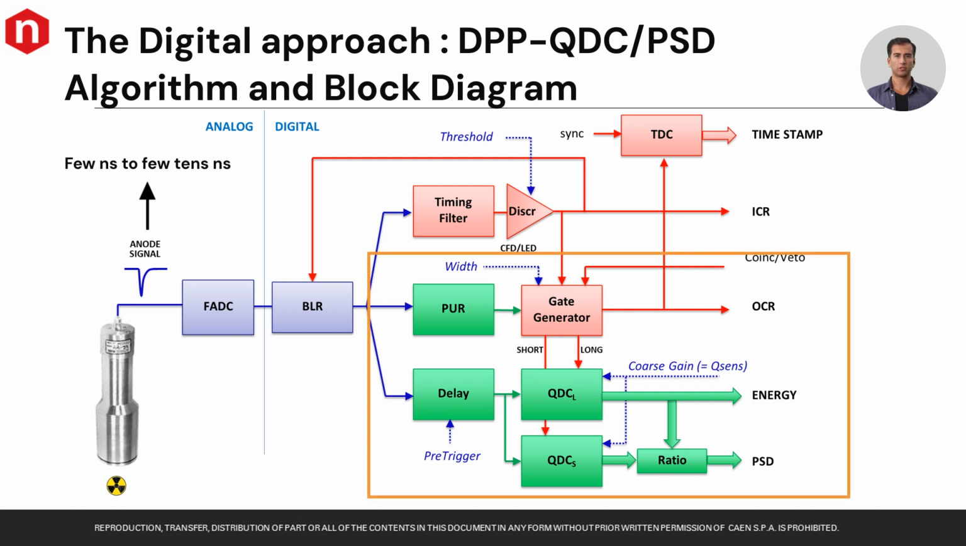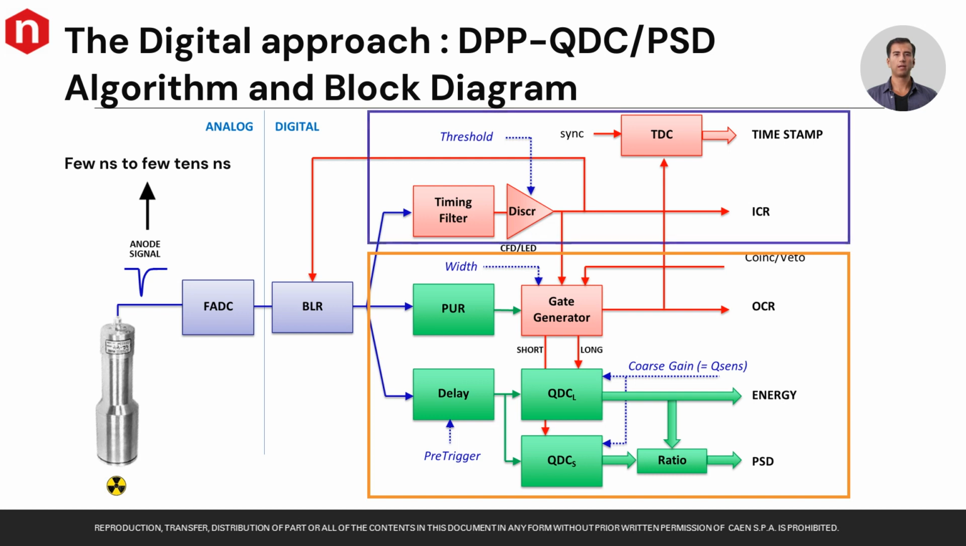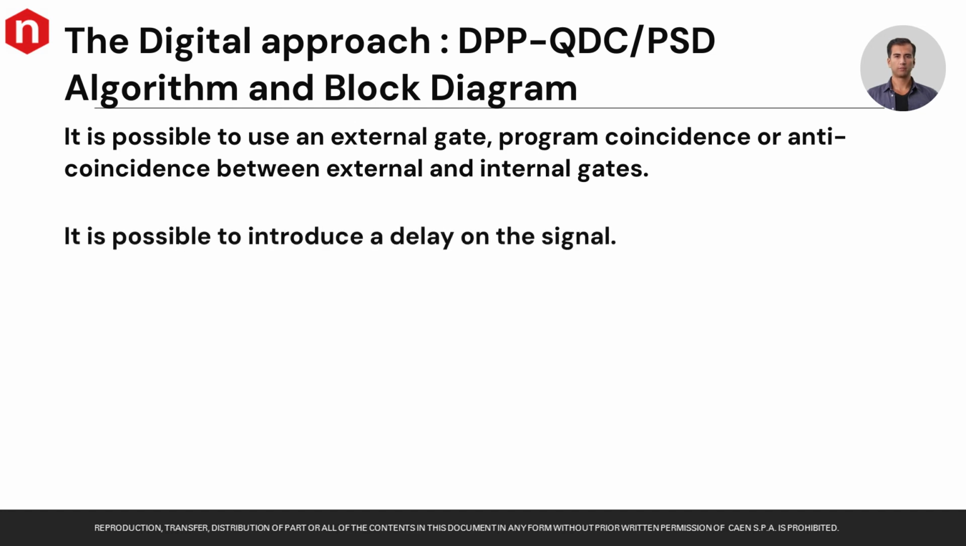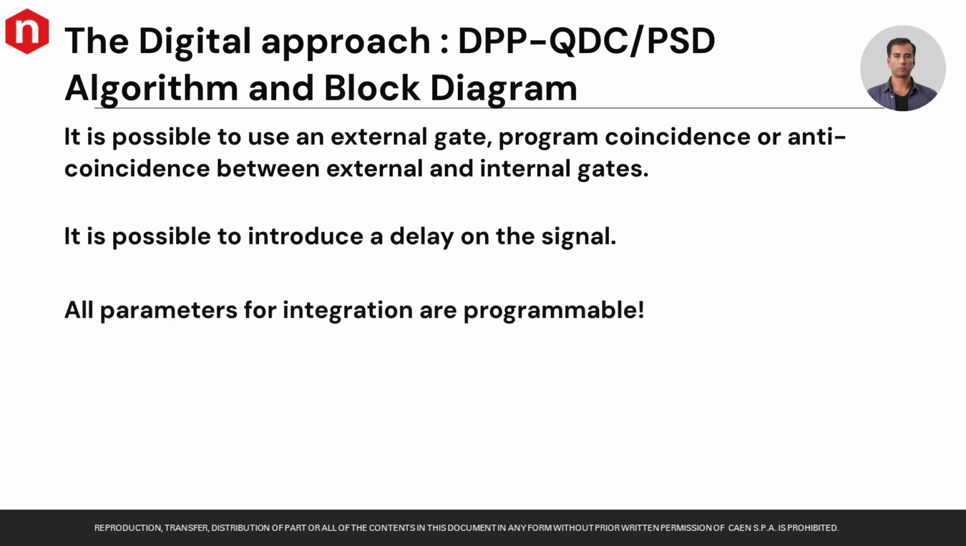For this reason, the digital algorithm implements the gated integrator function, which sums the samples within a gate that is automatically generated by the algorithm through a leading edge discriminator or a constant fraction discriminator, CFD. It is also possible to disable the self-gating function and use an external gate, or program coincidence or anti-coincidence between external and internal gates. Thanks to the FPGA's memory buffer, it's possible to introduce a delay on the signal, allowing integration of the pulse component that arrives before the discriminator triggers. All parameters for integration, such as discriminator threshold, gate duration, and position, are programmable.